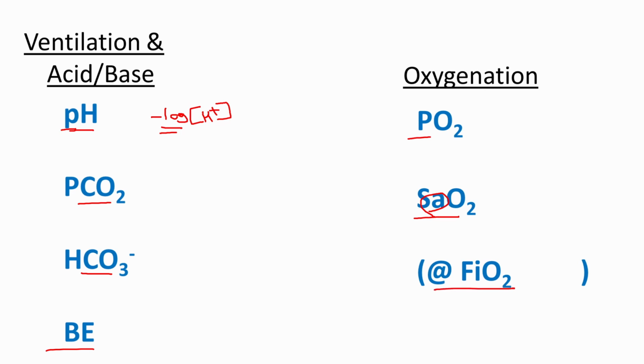And FiO2 is the concentration of oxygen that you're delivering to your patient. This abbreviation stands for the fraction of inspired O2, and that's going to be in decimal format. So room air is 21% oxygen. The FiO2 on room air would be 0.21. If you have a patient on 100%, that's going to be 1.0.